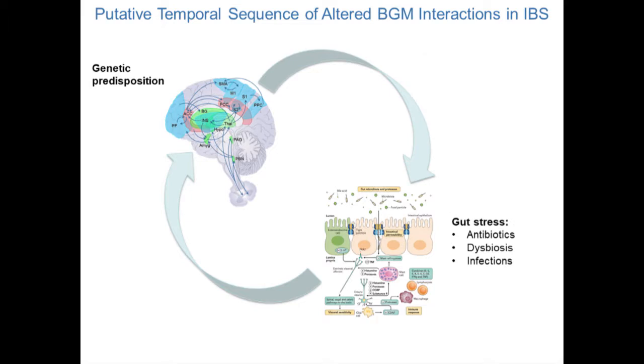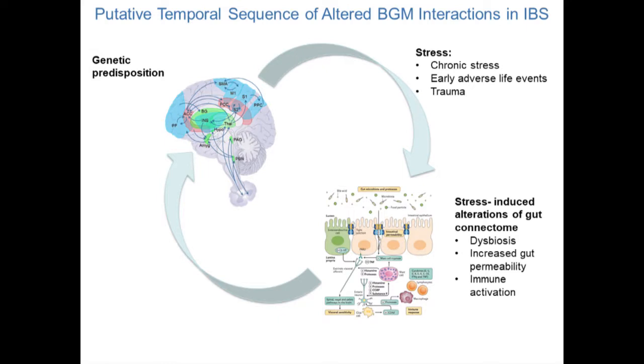But alternatively, this whole system can start with gut stress. I told you there's a complete integration of the two systems. It can start on one side or the other. Antibiotics, dysbiosis, infections, all this can happen early in life. The result is stress-induced alterations of the gut connectome, dysbiosis, increased permeability, leakiness, and immune activation.